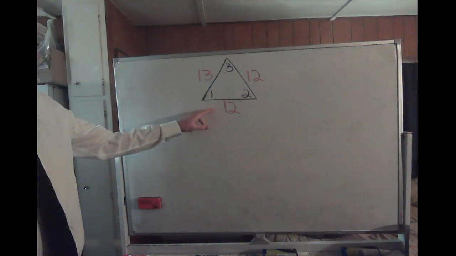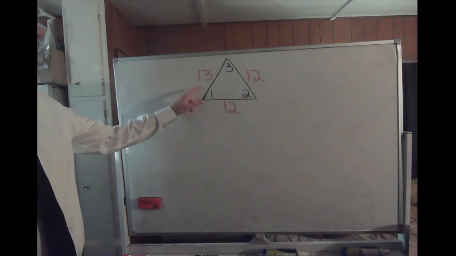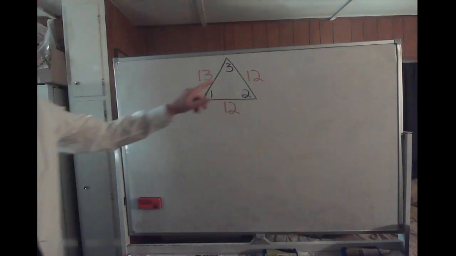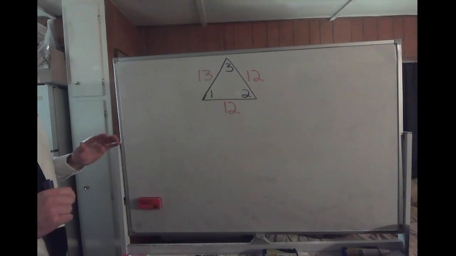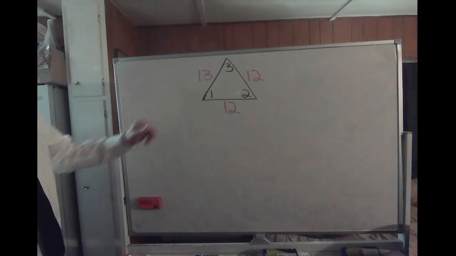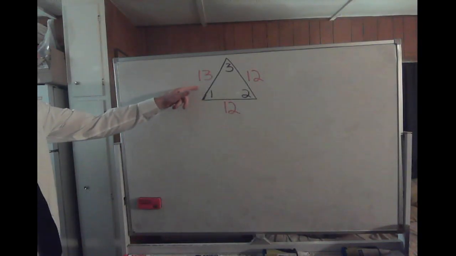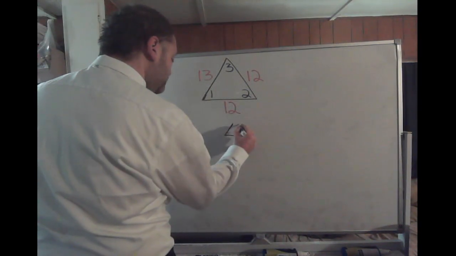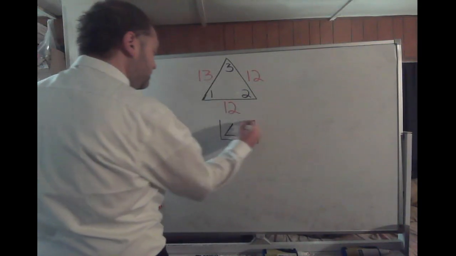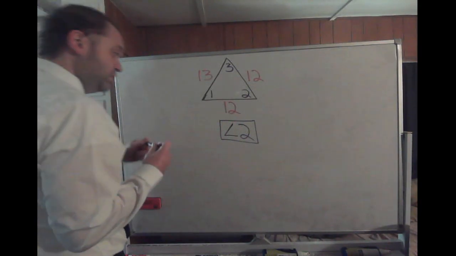We have an isosceles triangle here with lengths 13, 12, and 12. What would the largest angle be of this triangle? Well, obviously it's going to be the angle opposite the side with the length of 13, which would be angle 2. So angle 2 would actually be the largest angle of this triangle.